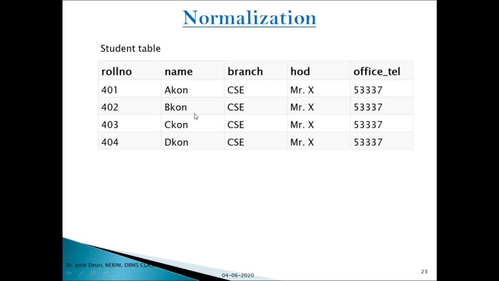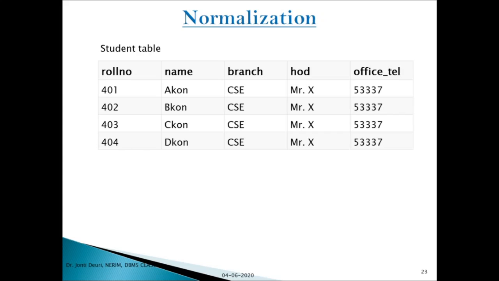If we are going to insert hundreds or thousands of students' information for the same department, the same values will be repeated here: branch, HOD, and telephone. These three columns will repeat again and again, unnecessarily taking our space, and one table becomes bigger and bigger. So this is one kind of insert anomaly. That type of problem comes.